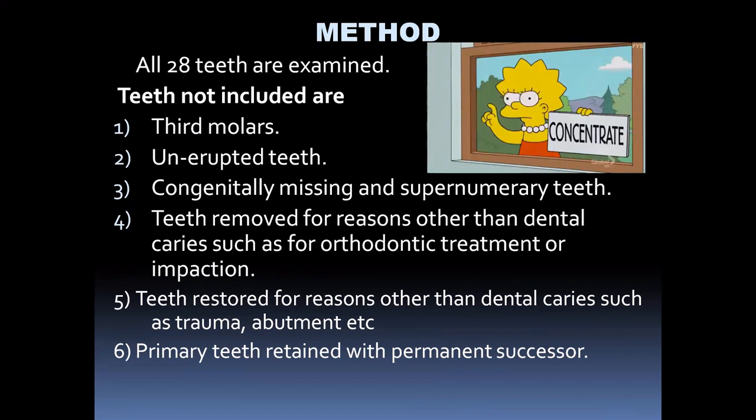Teeth removed for reasons other than dental caries, such as orthodontic treatment or impaction, are not included, because they are not lost due to caries. As I told you, we have to take only missing teeth due to caries. So if we have missing teeth due to orthodontic treatment or impaction, that can't be counted as missing teeth. The teeth restored for reasons other than dental caries, such as trauma, abutment, etc., and primary teeth retained with a permanent successor are also not counted.